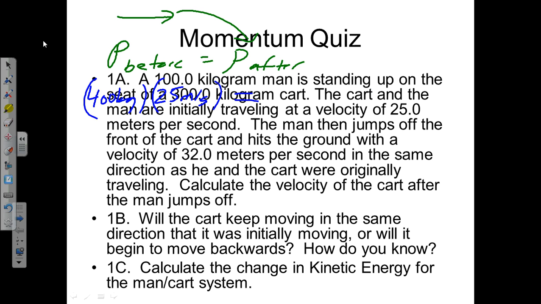At the end of the problem, we have a 100-kilogram man moving at a velocity of 32 meters per second. But we also have the cart. We know the cart is 300 kilograms. But what we don't know about the cart is how fast it's going, and that's what we're trying to find. So we're going to say the mass at the beginning times the velocity at the beginning is the momentum at the beginning. That has to equal the momentum after: mass times velocity plus mass times velocity. We're going to solve this for V. So we're going to go 400 times 25.